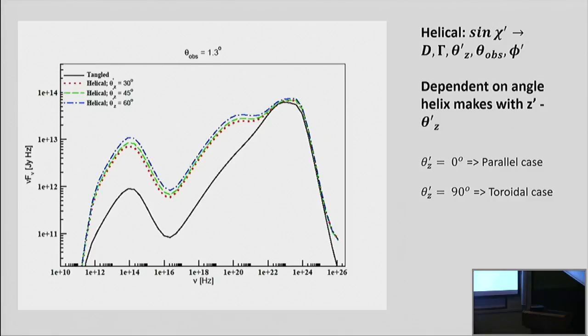But the idea is that as you change the helicity, it is going to impact the overall flux level of your SED, but will not really change the Compton dominance or the spectral hardness from one helicity to the other.